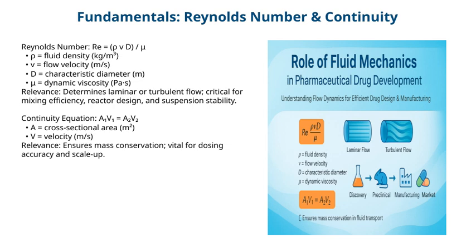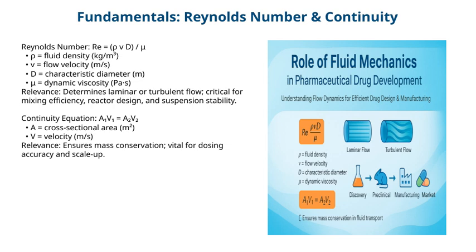Now, why is Reynolds number important? It's mainly used to determine whether the flow is laminar or turbulent. Laminar flow is smooth and orderly, while turbulent flow is chaotic and mixed. This distinction is critical because it affects mixing efficiency, reactor design, and the stability of suspensions. Understanding whether your flow is laminar or turbulent helps optimize processes and improve outcomes.